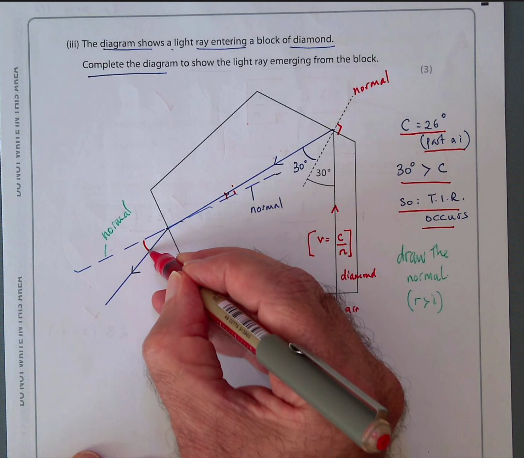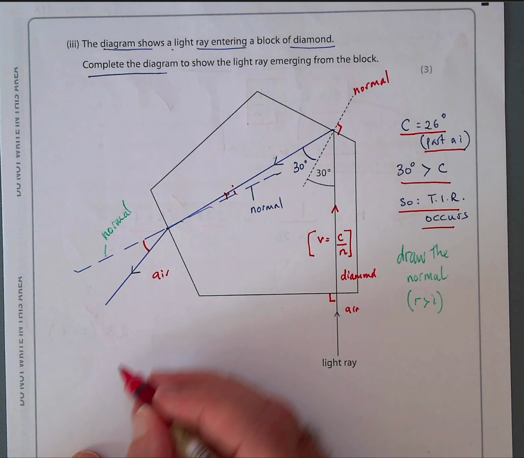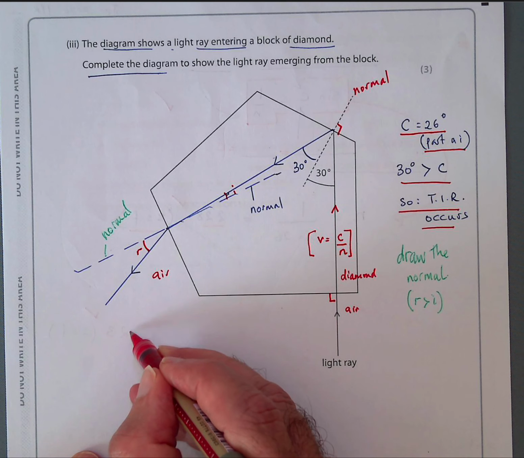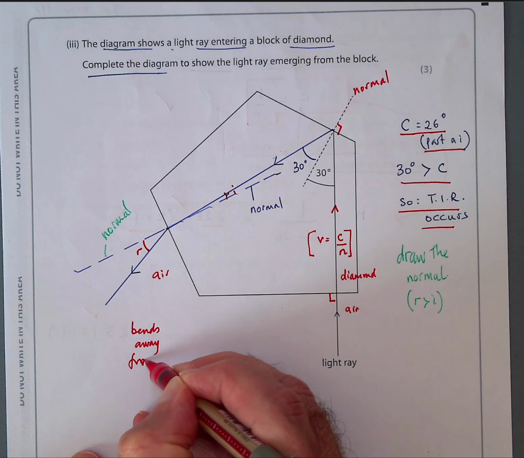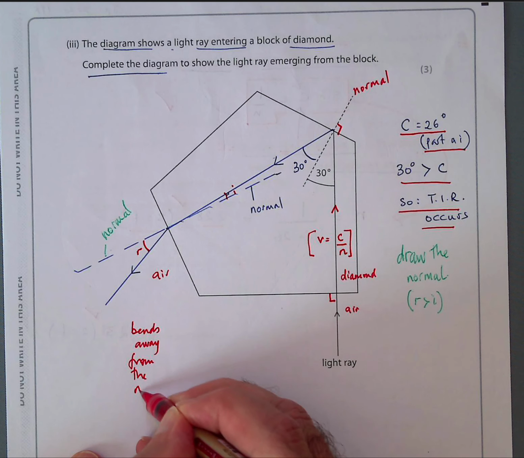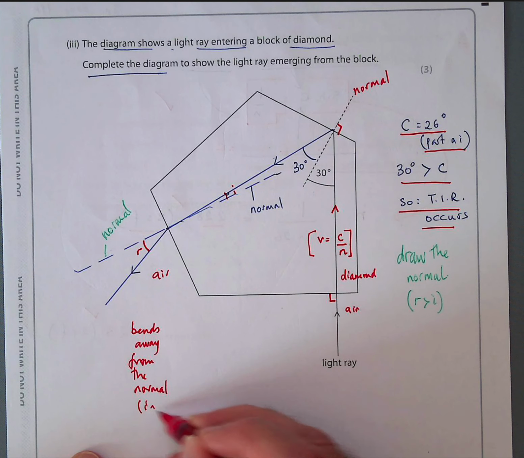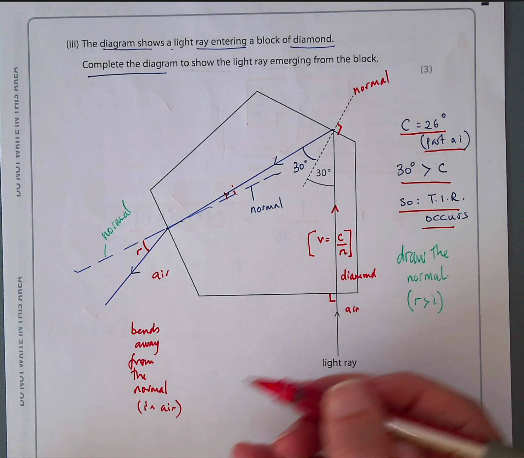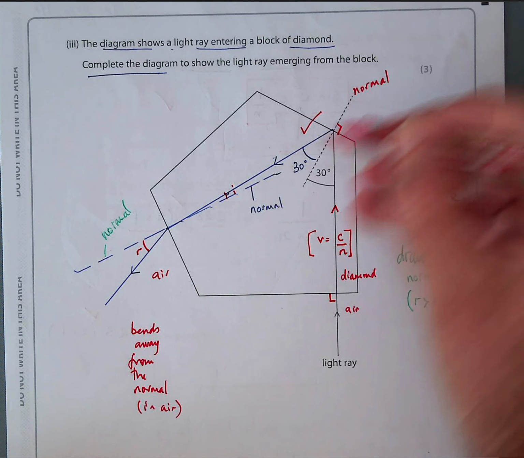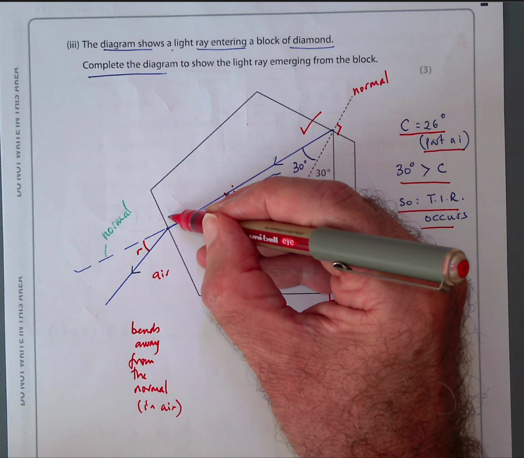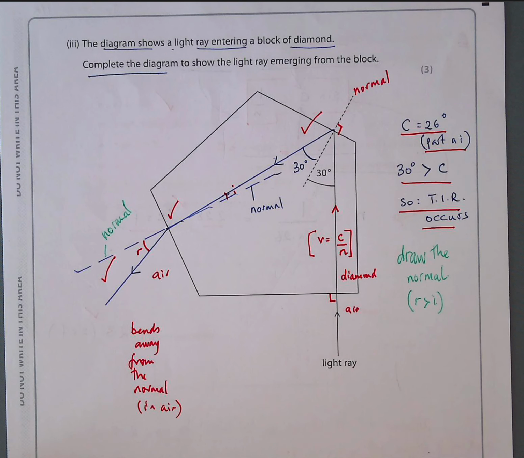And then when it comes out, going from diamond back into air, it's going to bend away from the normal. So this is the angle of refraction. It bends away from the normal if it goes from the optically denser material into air, which is optically less dense. Okay, so that's how you get 3 marks. 1 for showing it goes there, 1 for showing it's going to bend when it comes to the angle, and 1 to show that it bends away from the normal. So 3 marks for accuracy.